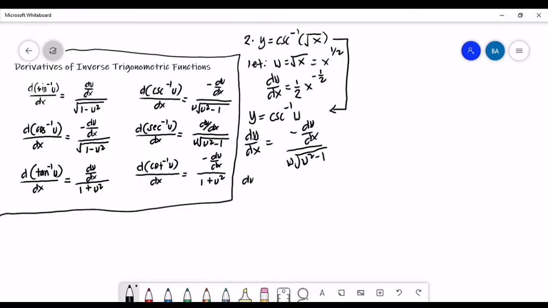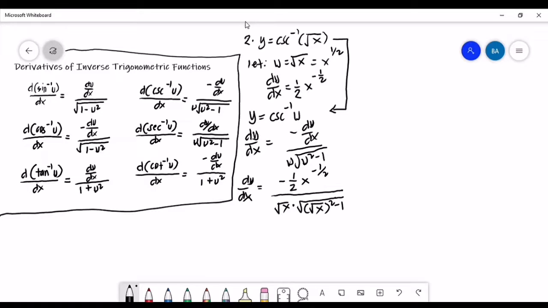So dy/dx is equal to negative, substituting du/dx, 1/2 x raised to negative 1/2, over u, which is the square root of x, times the square root of u squared, the square root of x squared, minus 1.